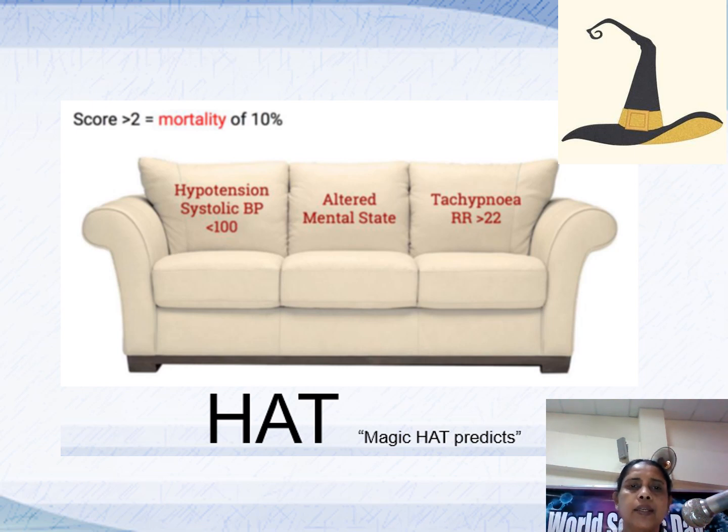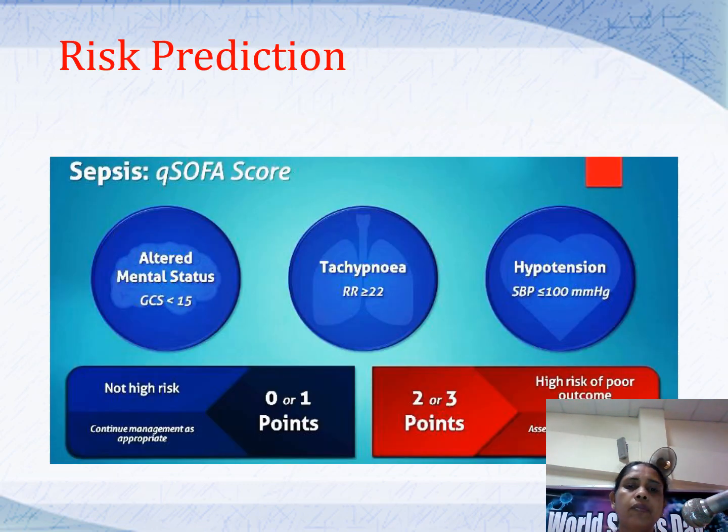This predicts mortality. If the score is 2 or more, the predicted mortality rate is about 10%, but generally less than 10%. If the patient goes into septic shock, then it goes to about 40%. If you look at the risk prediction, the altered mental status, tachypnea and hypotension, so it is HAT, though not in that order here. The risk increases with the number of systems and organs involved. With 2 to 3 points, the risk increases and the outcome will be poor.